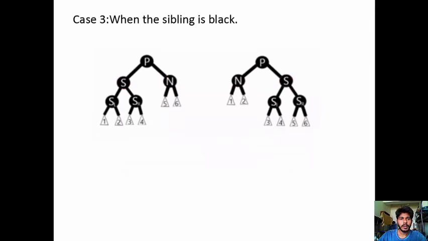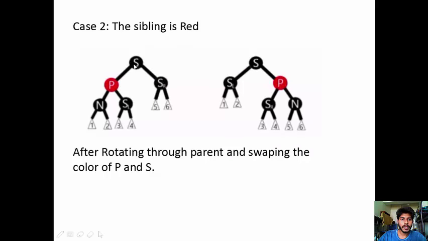So here is the case. We have swapped the color of P and S after rotating from P. Here the S left child is transferred to the parent's right, and the node that we have to delete has become the left child of this parent node. In this similar case, the parent has changed its color to P, and the node which is to be deleted is now on the right side.